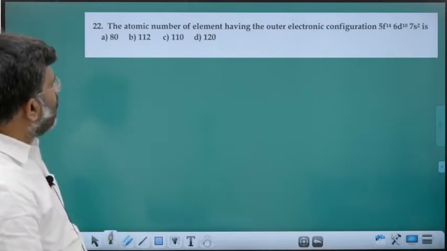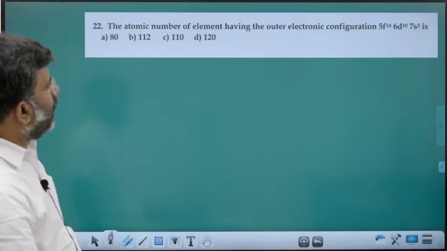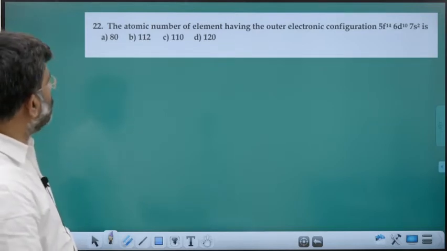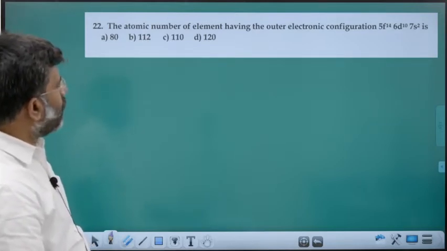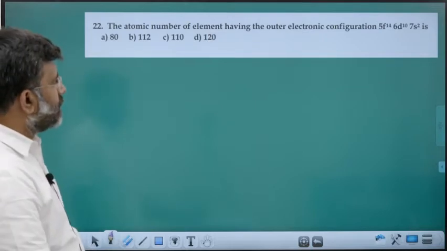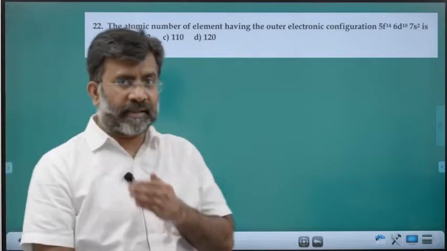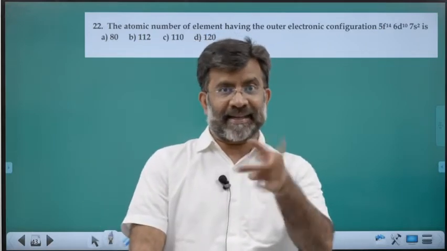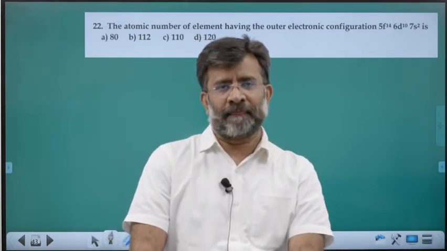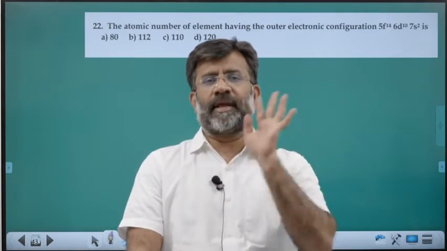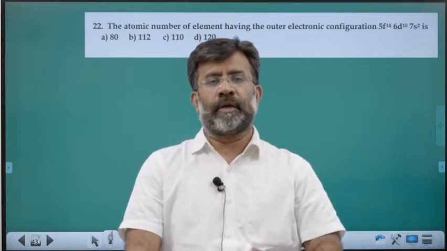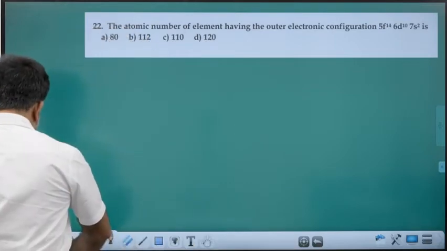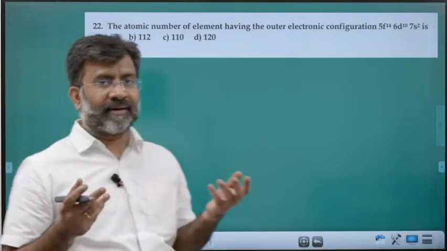Atomic number of the element with electronic configuration 5f14, 6d10, 7s2. That must be the last member of a d block. It must be the last member of the d block in the new elements. Okay? And which is the last member?